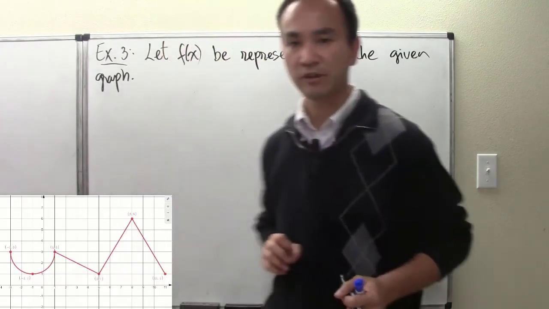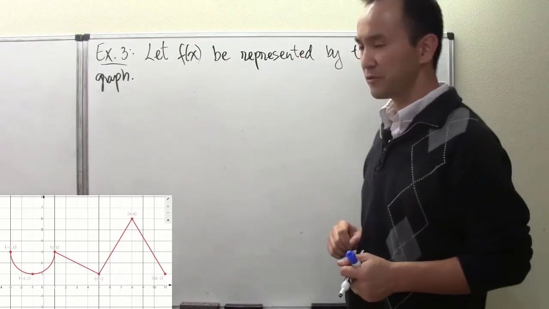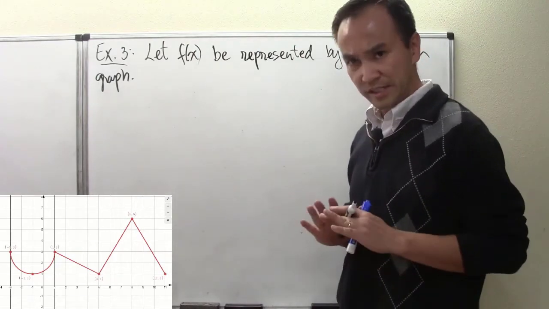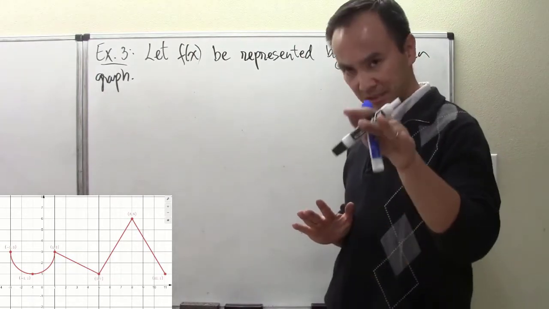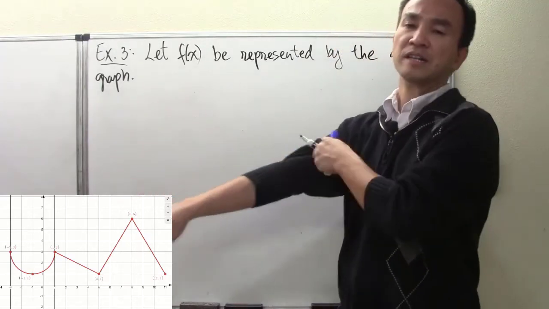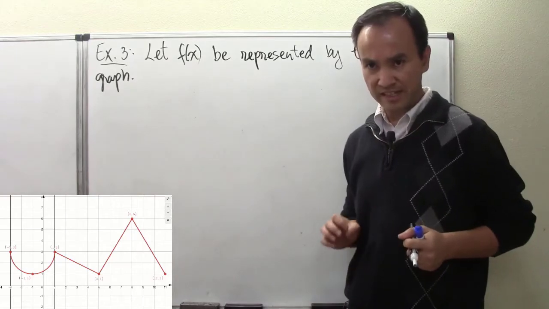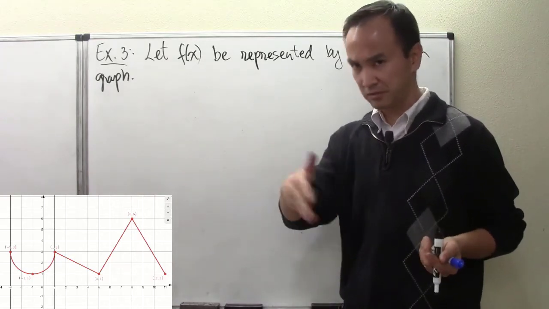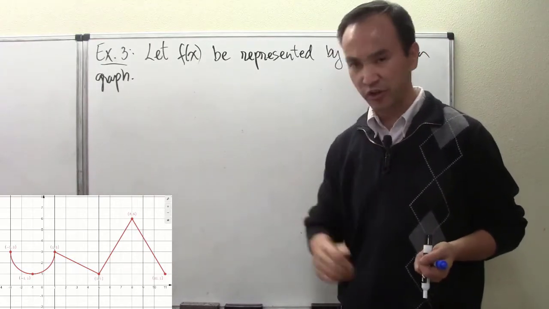That is the graph. Okay, let f of x be represented by the given graph. So once again, this is also the same graph that I used in that demo, the example, in that example where I was illustrating the idea. It's such a nice looking graph, I decided to use it again.